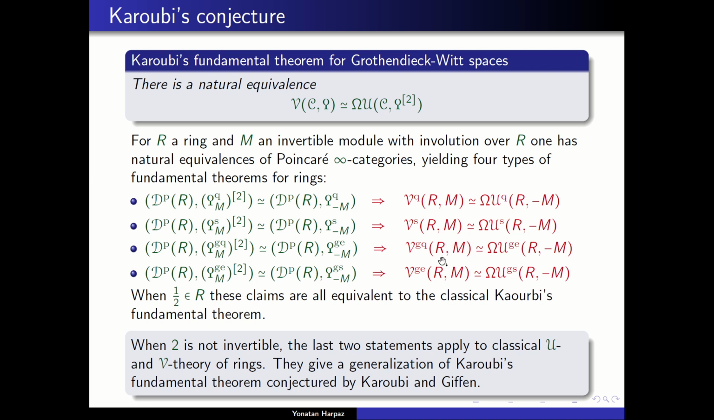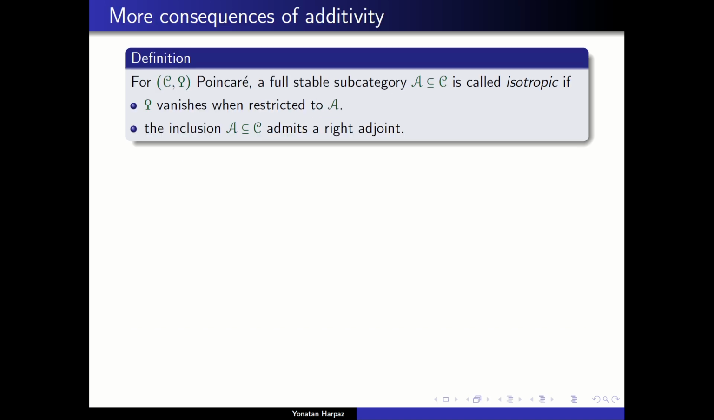Karoubi conjectured that this is what will be true when 2 is not invertible. And Giffen also predicted the same thing. So this is a proof of Karoubi's conjecture for how to generalize his fundamental theorem to the case when 2 is not invertible. Let us now collect some more consequences of additivity.